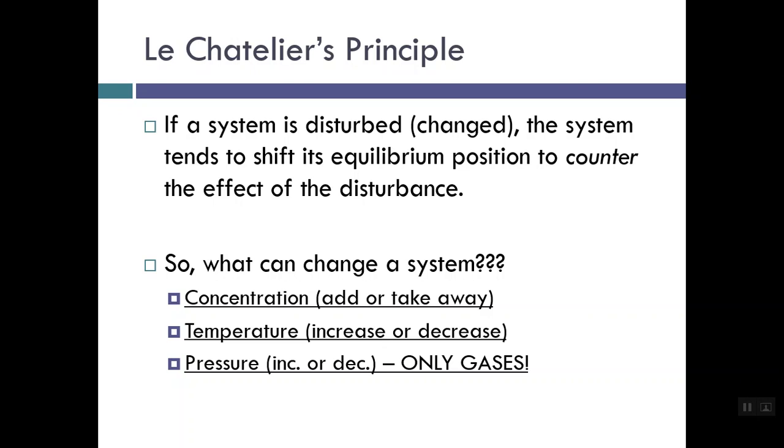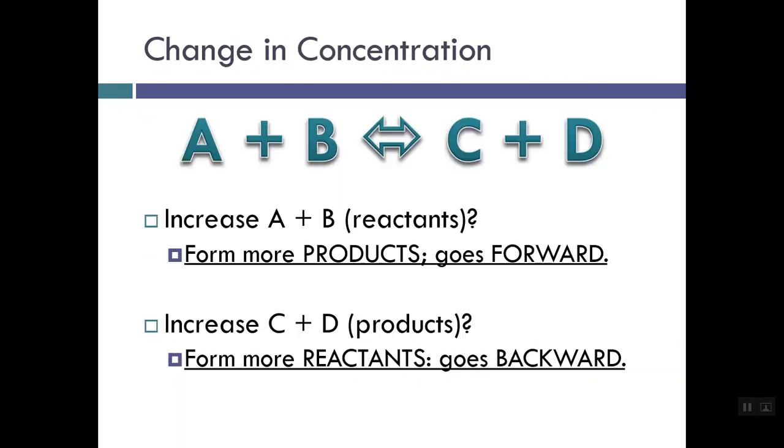For example, if I want to change the system, what I could do is add or take away things. I could change the concentration. I could change the temperature, by increasing or decreasing, adding or taking away heat. And pressure, I could increase or decrease if I'm talking about gases.